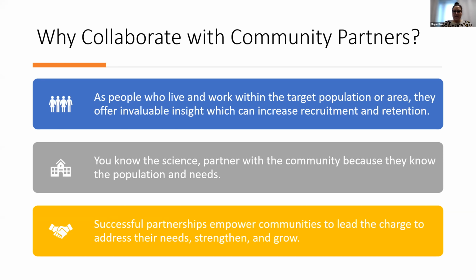You all know the science, but the community knows their own needs. They know their population and they know the areas where they need growth and then they need support. And having successful partnerships empowers communities. It allows them to have the resources to lead the charge for their own sustainability. So when we're looking at research that's supporting communities, having someone at the table who is part of that community should be an essential part.